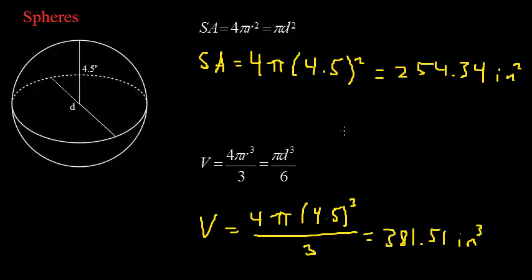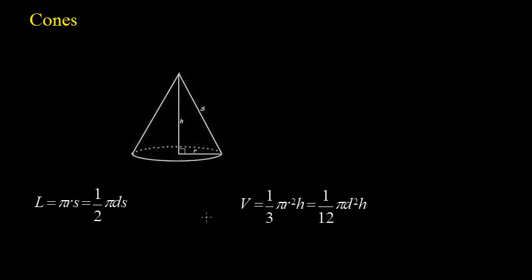For both of these examples, I used pi equal to 3.14, just using that approximation of pi for both of these formulas to get my answers. That is what we will be using most of the time, that approximation of pi. Next, we'll take a look at cones and frustums of cones.